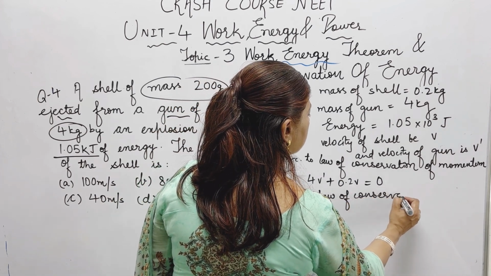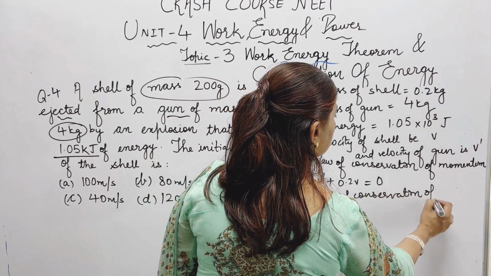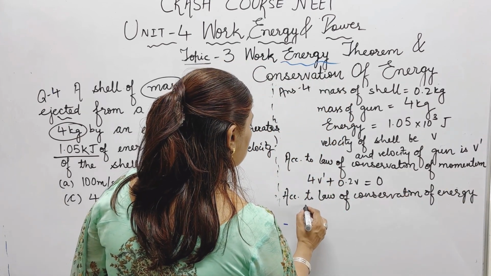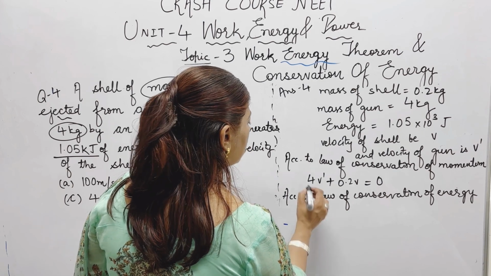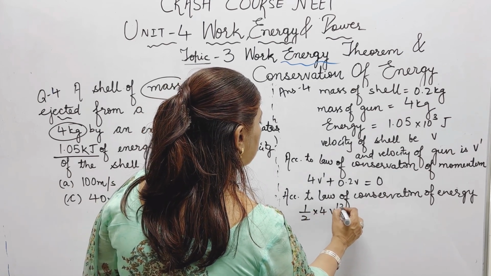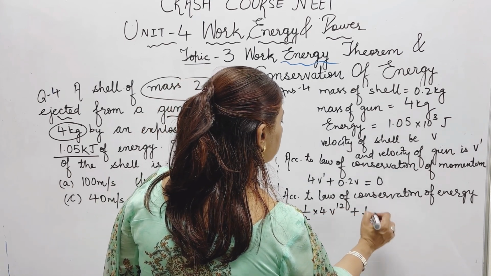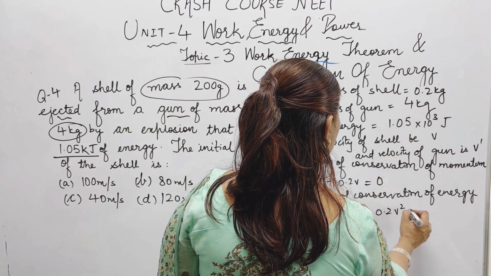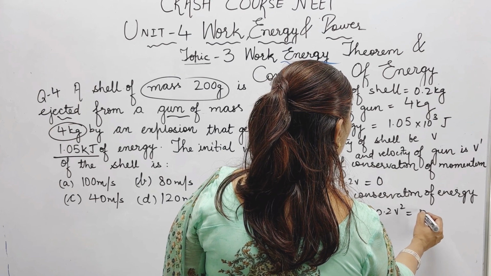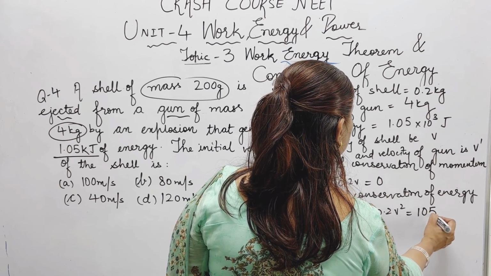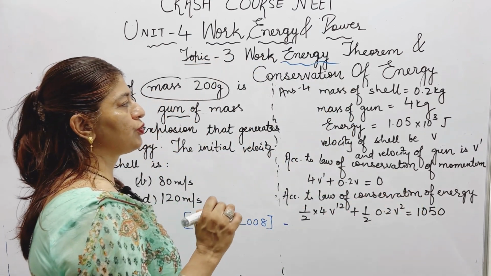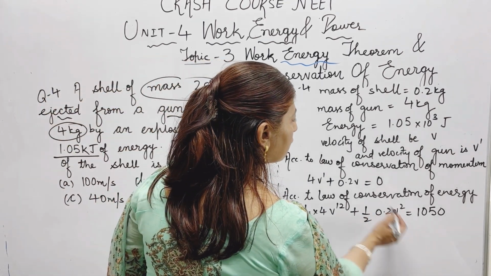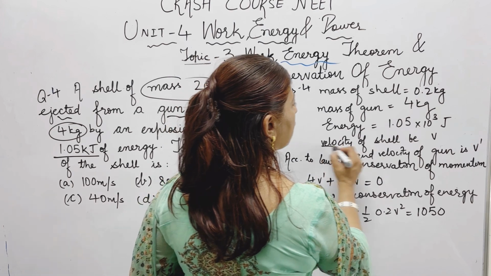And according to the law of conservation of energy, half 4 v dash square plus half 0.2 v square is equal to 1050 joule of energy. Now we need to find the value of v, that is the velocity of shell.